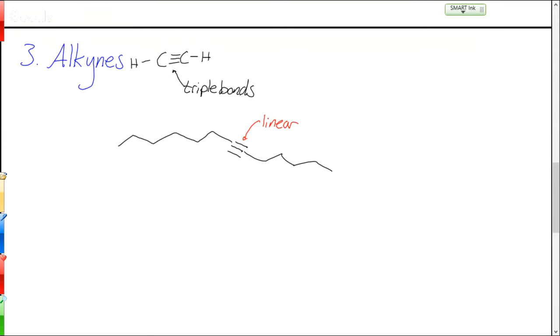Because of that linear geometry, you won't see the triple bond zigzagging, because the things coming off of it are just going to be coming off in a straight line. They also can't rotate, but that's of less consequence geometrically because they're straight. So you don't have that this side versus this side relationship, which is called cis and trans, like we have with double bonds, because the triple bonds are straight.